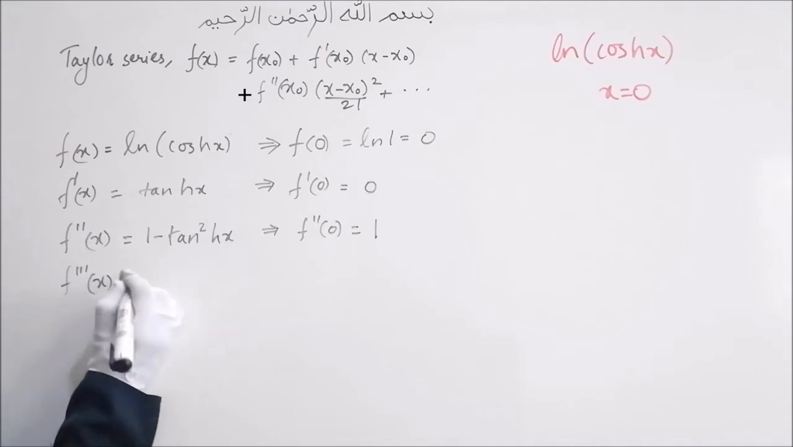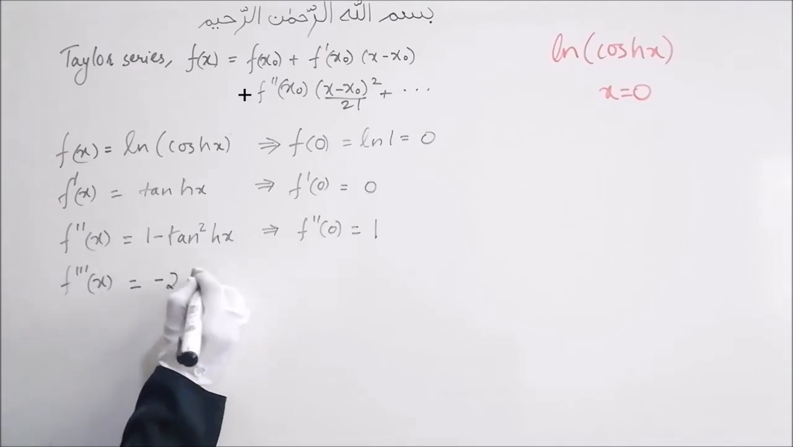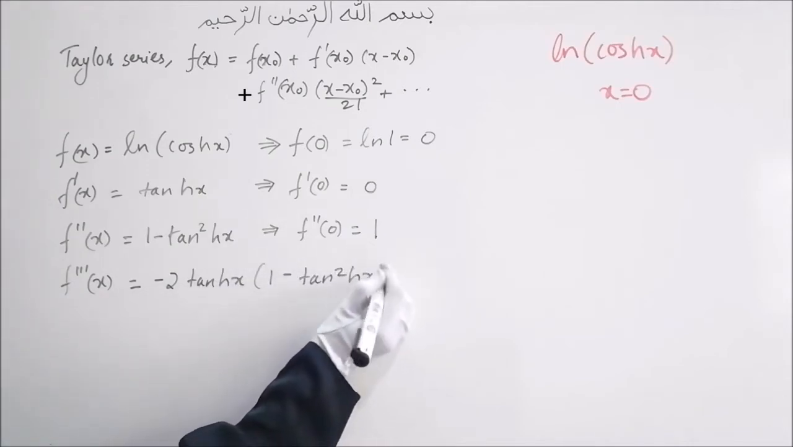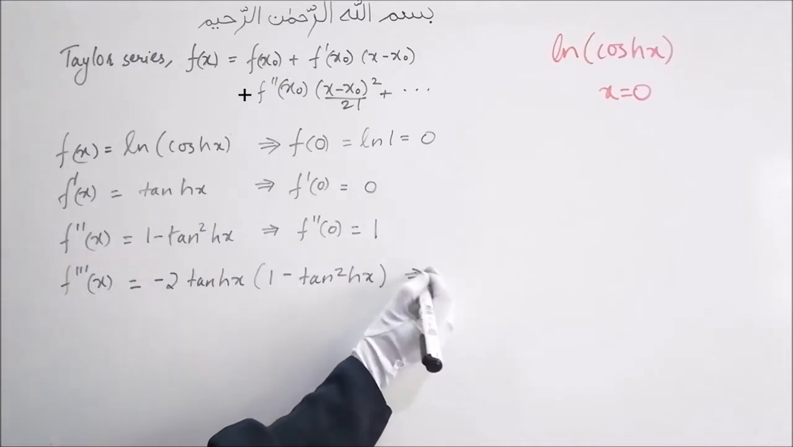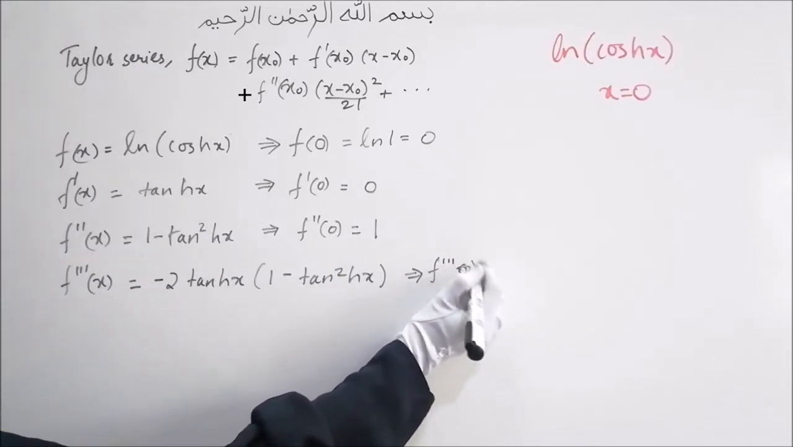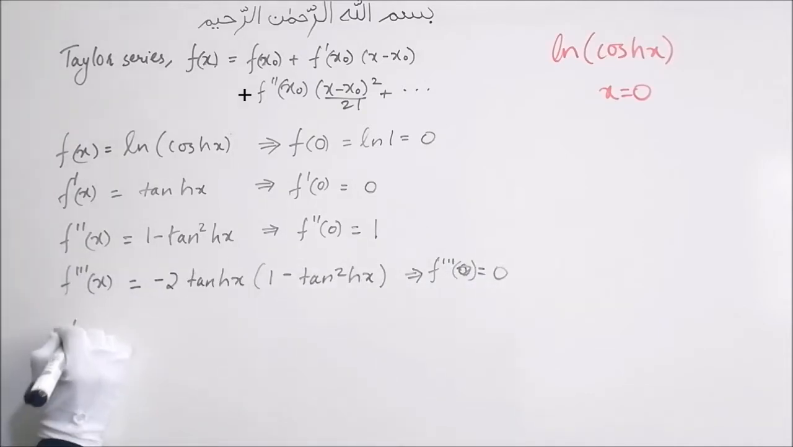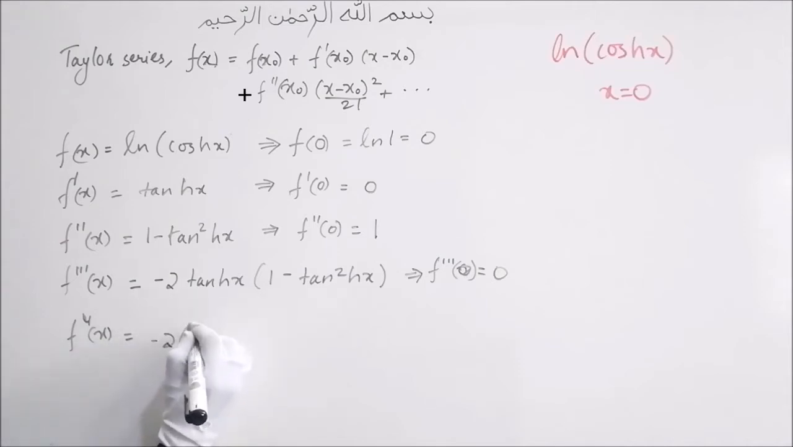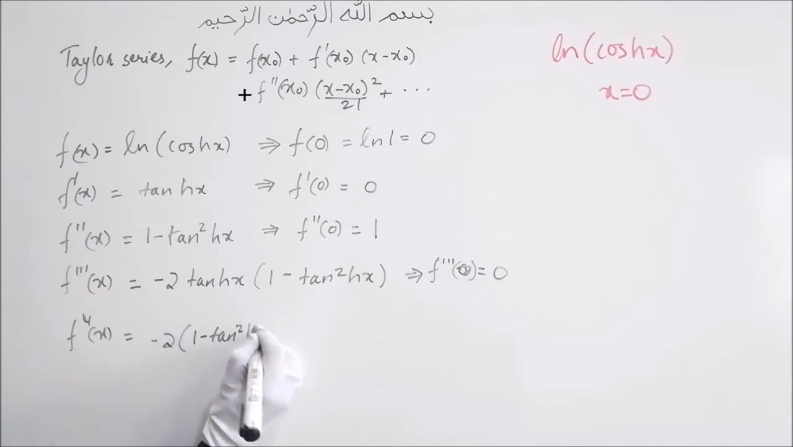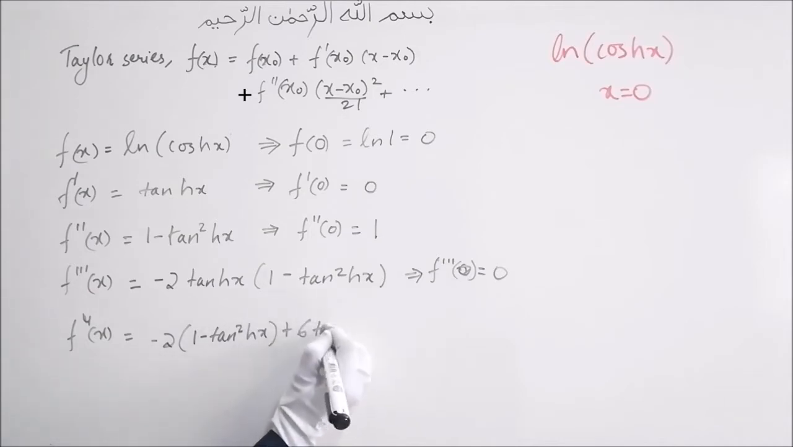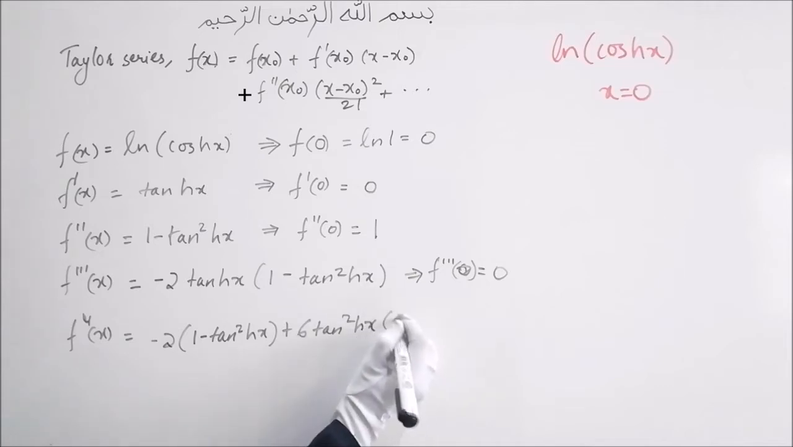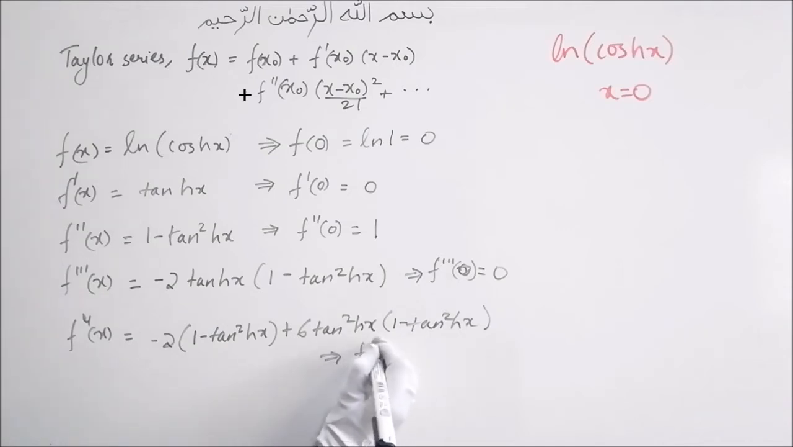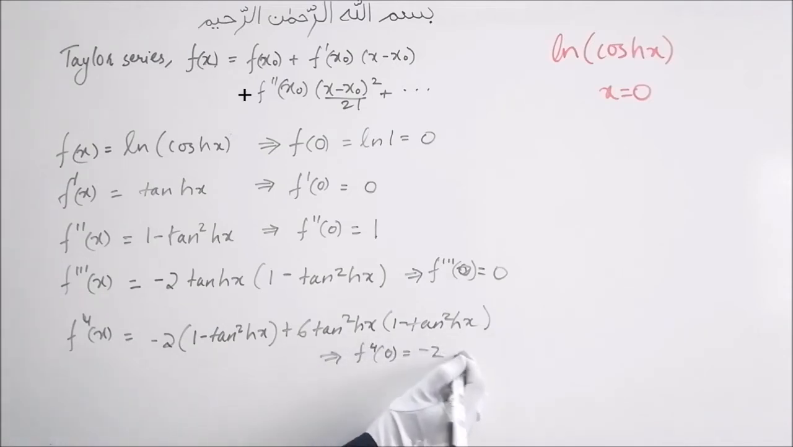Third order derivative with respect to x will be minus 2 tan hx into 1 minus tan squared hx, and this at point 0 will be again 0. Now the fourth order derivative will be minus 2 times 1 minus tan squared hx, plus 6 tan squared hx times 1 minus tan squared hx. This at point 0 will give us minus 2, and so on.